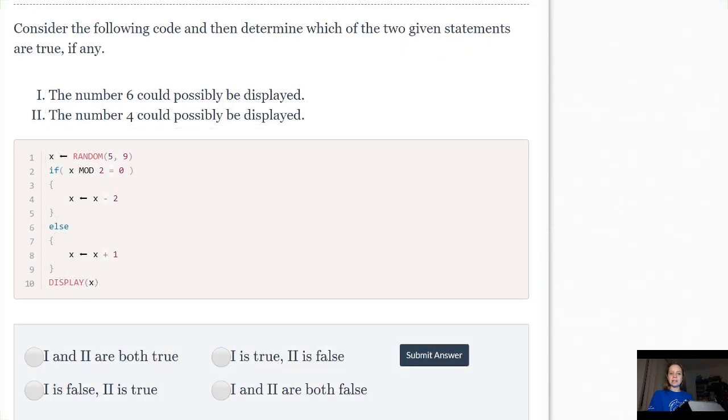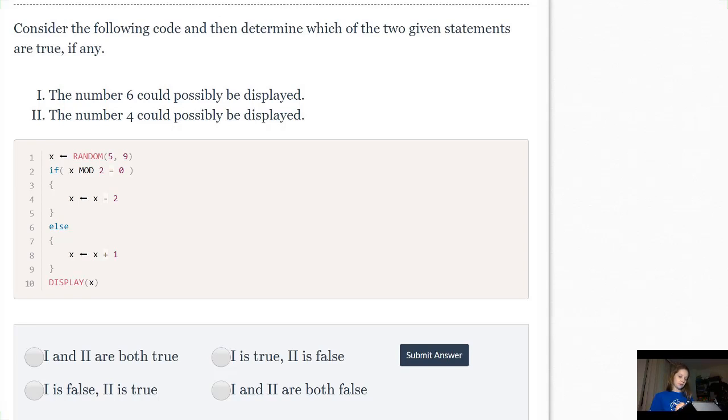Okay, consider the following code and then determine which of the 2 given statements are true, if any. Those 2 statements are: the number 6 could possibly be displayed, and the number 4 could possibly be displayed. Looking at this code, line 1, we have a variable x that we set to a random number between 5 and 9, including 5 and 9.